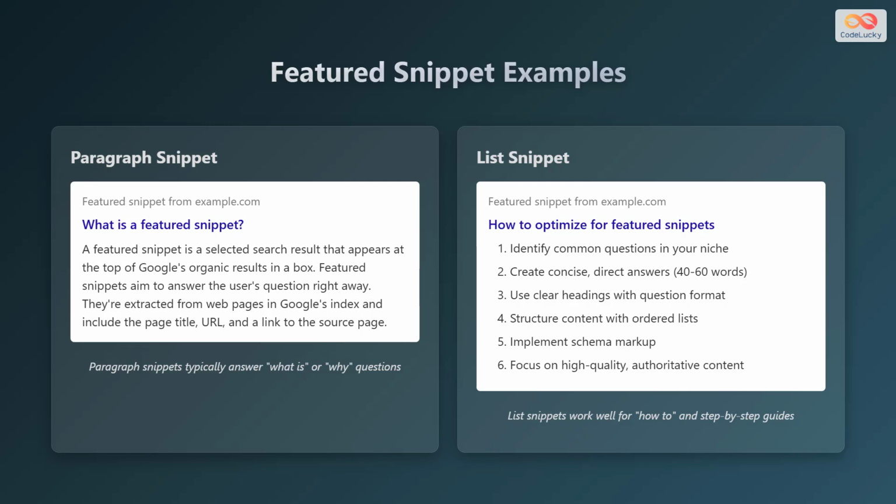Next, we have a list snippet. This type of snippet presents information in an ordered or unordered list. For instance, if someone searches how to optimize for featured snippets, Google might display a list snippet outlining the steps to take.